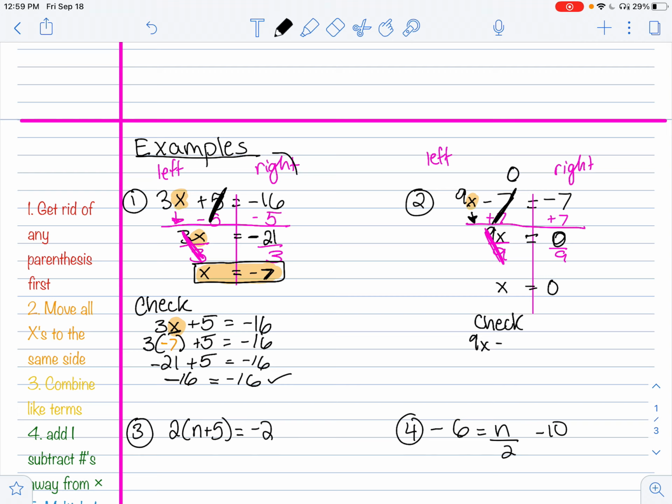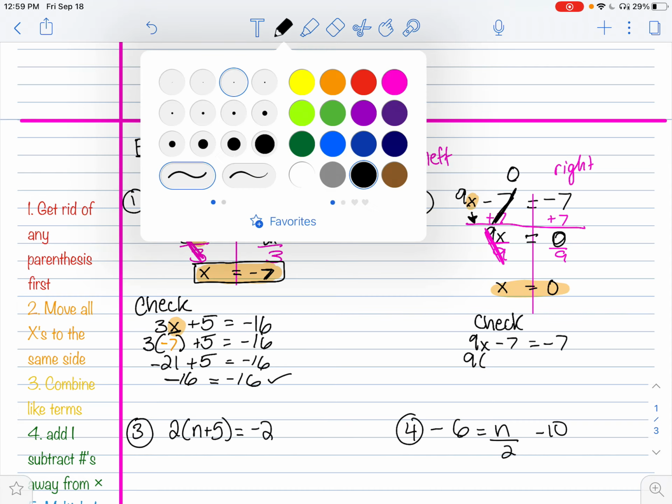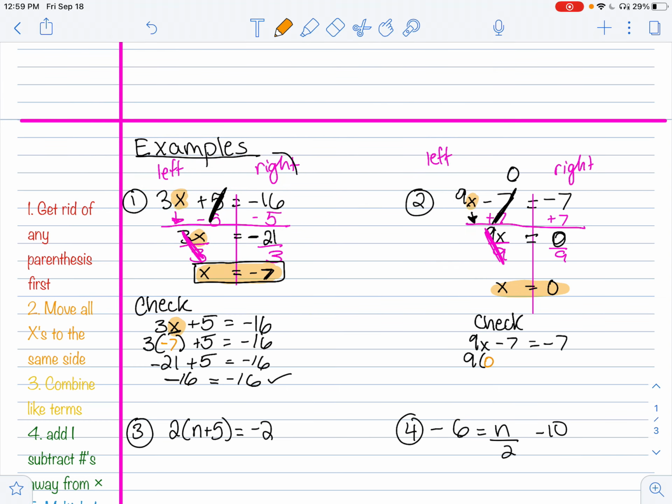So starting back at our original equation, 9x minus 7 equals -7. I'm going to plug in 0 for x. So in place of x, I put 0 in parentheses. Then I subtract 7. 9 times 0 is 0. I bring down my -7. 0 minus 7 is just -7. So I end up with -7 equals -7, and this checks.